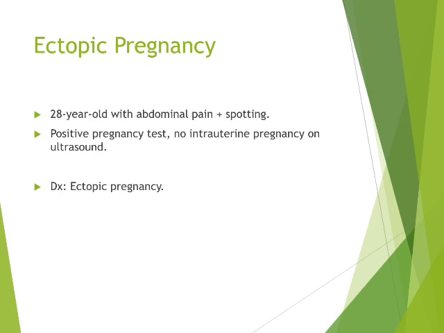This is a case of ectopic pregnancy: 28 years old with abdominal pain, plus spotting, minimal bleeding, and the pregnancy test is positive. The first thing to come to your mind is an ectopic pregnancy, pregnancy outside the uterus in the fallopian tube, which is a life-threatening condition. Ultrasound shows no intrauterine pregnancy, and this confirms the ectopic pregnancy.